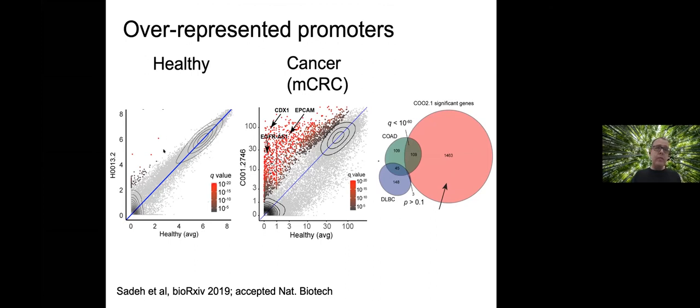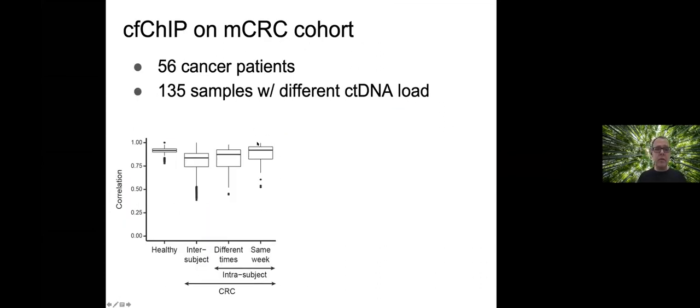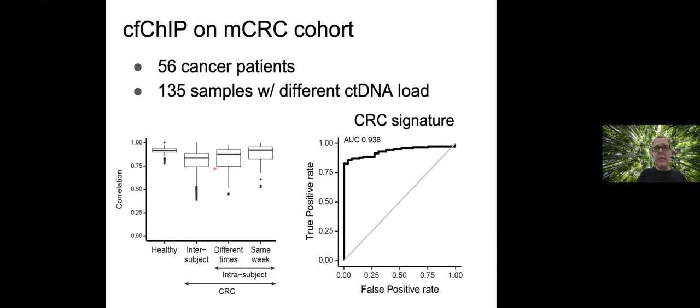Basically, while healthy subjects, and this is almost 100 samples, are all very highly correlated to each other, when we look at cancer subjects, we see very big differences in terms of the correlation between samples. Nonetheless, there is a very clear signature of colorectal cancers. And again, I won't go into details, but we can use it to classify almost perfectly the samples, even when the cancer contribution is very low.